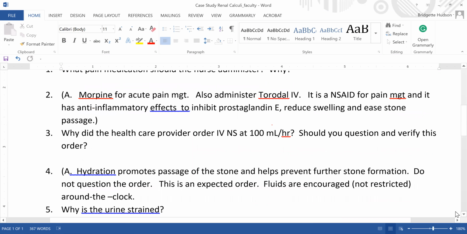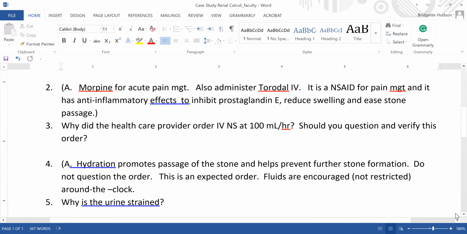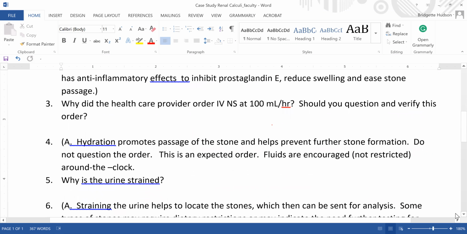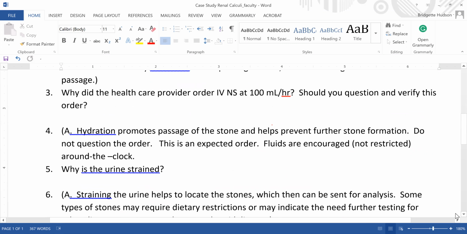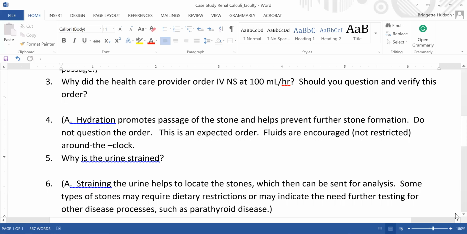All right, we're going to finish up with this case study. So we talked about already why the urine is strained, because we're going to collect it and we can send it for analysis. Some types of stones may be dietary in nature or require dietary restrictions, and we talked about those. Like the spinach and rhubarb and strawberries and chocolates and teas.